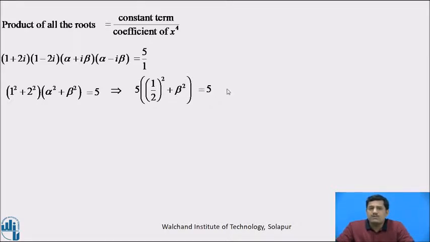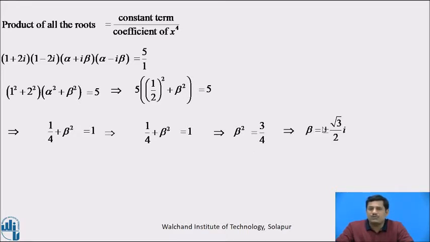Now dividing throughout by 5, and this 1 by 2 square is 1 by 4 plus beta square. As we are dividing by 5, the right hand side reduces to 1. Now it gives beta square is equal to 1 minus 1 by 4, that is 3 by 4. Taking square roots on both sides, we get beta equal to plus minus root 3 by 2. Now substituting the values of beta and alpha in the complex number alpha plus i beta, we will get the required two roots, and those two roots are this one.